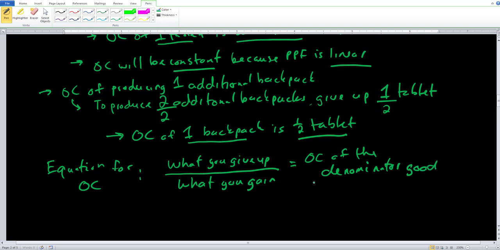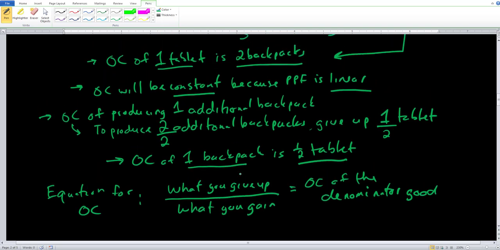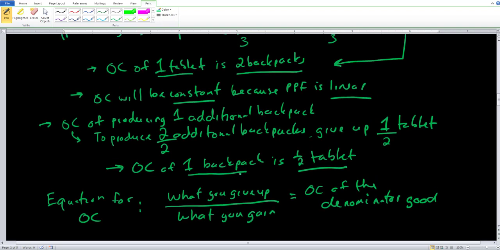good. And we can use this formula right here to see exactly what happens with our linear PPF. So if we want to find the opportunity cost of 2 additional backpacks, we put the 2 backpacks on the bottom right here. What do we gain? We gained these 2 additional backpacks, and what did we give up? We gave up the production of 1 tablet, so 1/2, that gives us 1/2 of the denominator good, which is the backpacks on the bottom. So in order for us to produce one additional backpack, we give up 1/2 of a tablet.